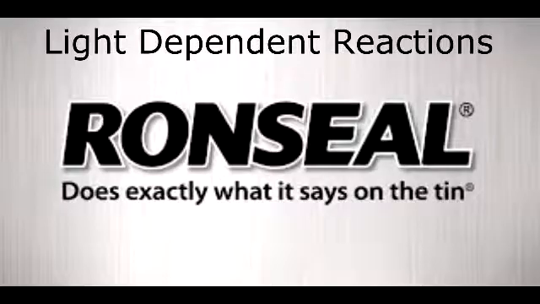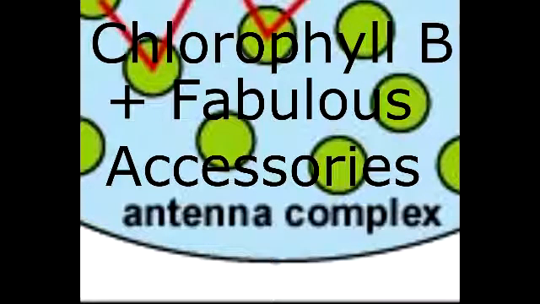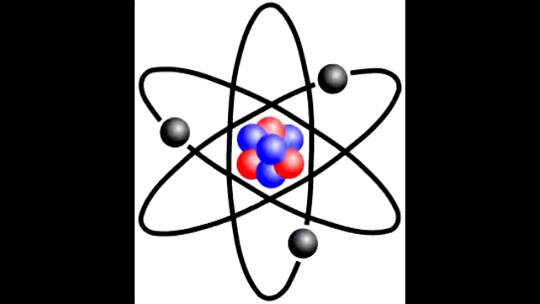The light-dependent reaction is exactly what it says on the box. It needs light to function. When light hits the antenna complex, which is made of chlorophyll B and other accessory pigments, photosystem 2, the reaction center, spits out an electron like a pregnant mother. The electron is like an excited baby and is in a high energy state.